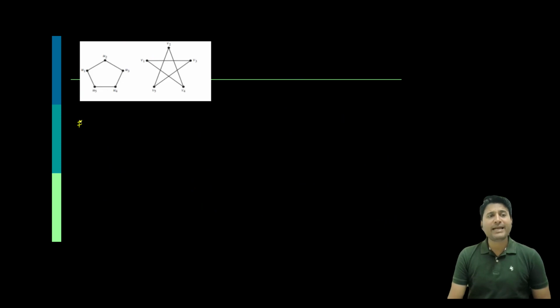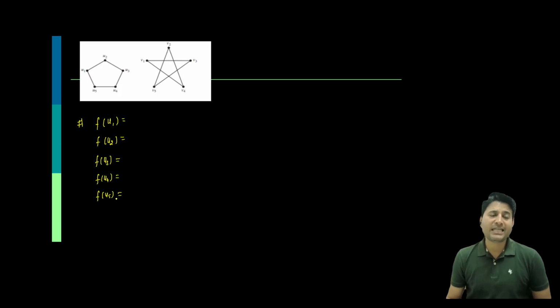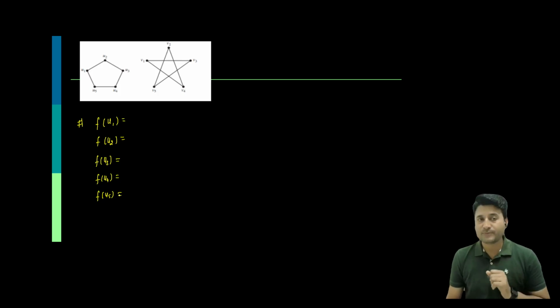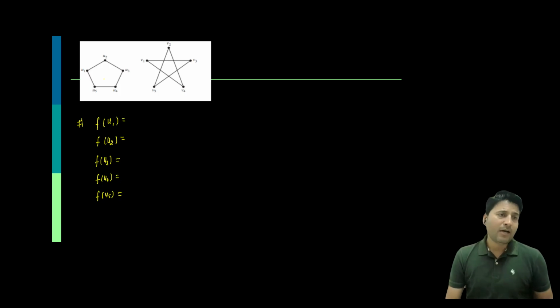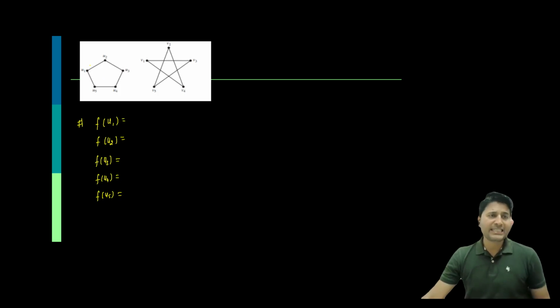Our task is to make a 1-1 onto mapping from the set of vertices of the first graph. So f of u1, then f of u2, then f of u3, then f of u4, and f of u5, having 5 vertices. And do remember, when you are making mapping, none of the vertices are repeated. If you repeat the vertices, the mapping is not 1-1 onto. Understood?